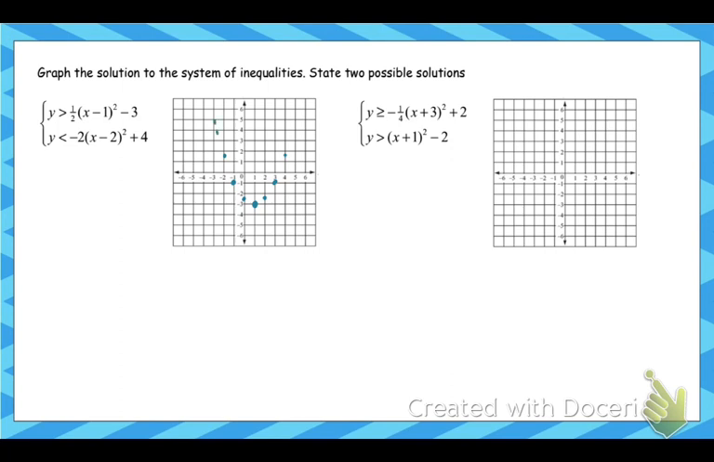This one is going to be a dotted line because it's not or equal to. All right, second graph. Vertex is 2, 4. This one has been reflected and stretched by 2. So we're going to go right 1 down 2, right 2 down 8.